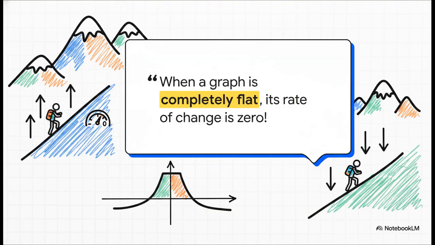So the absolutely crucial point here is this golden tutor's rule. When a graph is completely flat, its rate of change is 0. Imagine hiking up that mountain. You're hiking up, up, up, your rate of change is positive. Then boom, you hit the very top peak. For one brief moment, right before you start going down the other side, you aren't going up or down, you're on completely flat ground. That means at that exact peak, your speedometer, your derivative, is exactly 0.